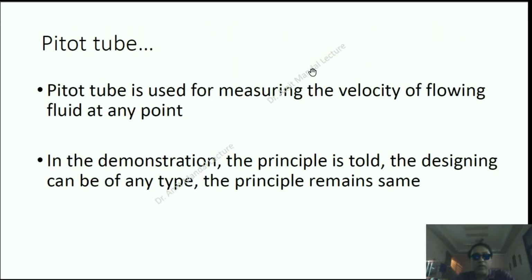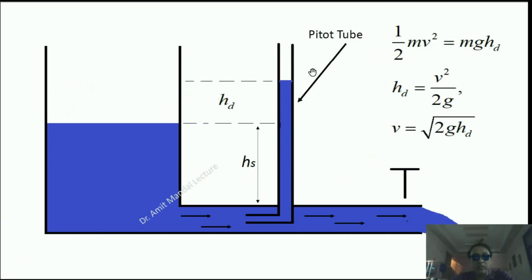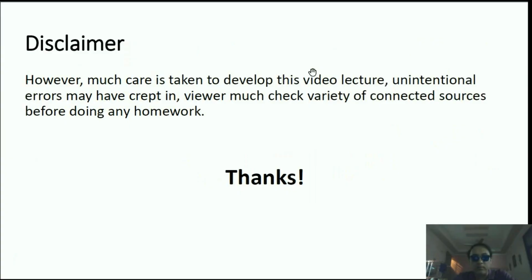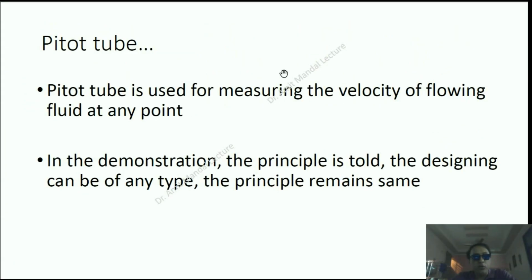So first of all, I would like to show you my slides so that you will be able to judge whether you are going to learn something or not. Coming to the topic, the Pitot tube is used for measuring the velocity of flowing fluid at any point. In the demonstration, I am going to tell you the principle. The design of a Pitot tube can be of any type, however, the principle remains the same. So I am going to tell you the principle of the Pitot tube.